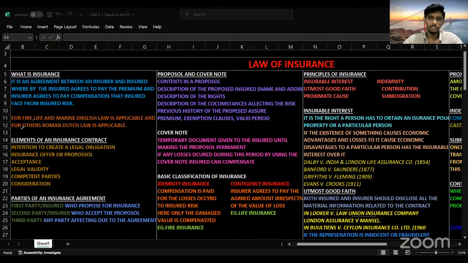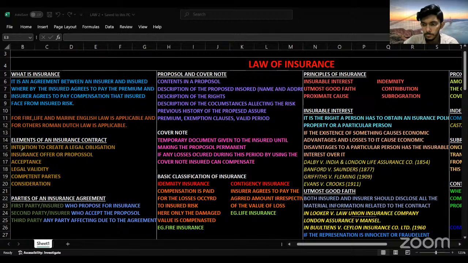The legal system of a country can be mainly categorized as English common law and Roman Dutch law. English common law is originating in Great Britain, and Roman Dutch law is a written law. For most people, Roman Dutch law is the only one applicable.